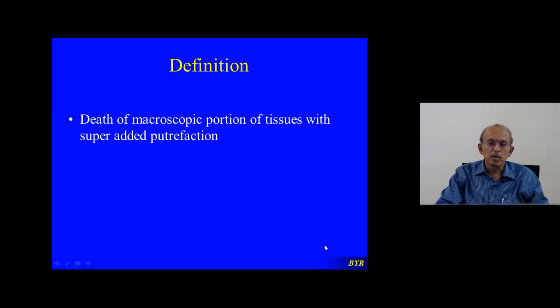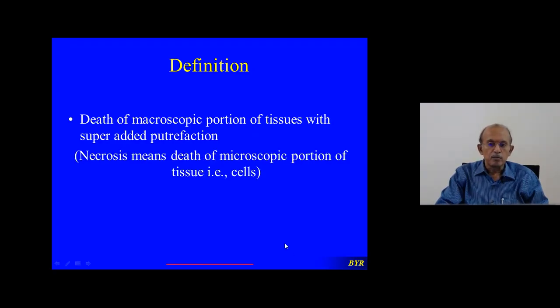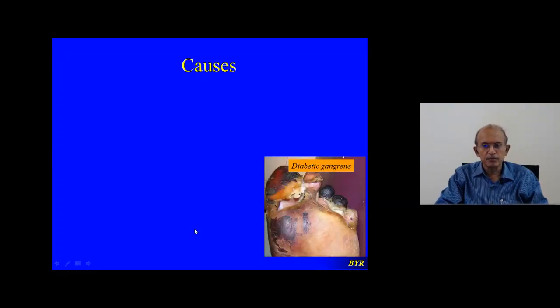Gangrene is death of a macroscopic portion of tissue with superadded putrefaction. Necrosis means death of a microscopic portion of tissue, that is cells. So necrosis is a microscopic term. Gangrene is a macroscopic death of tissue.